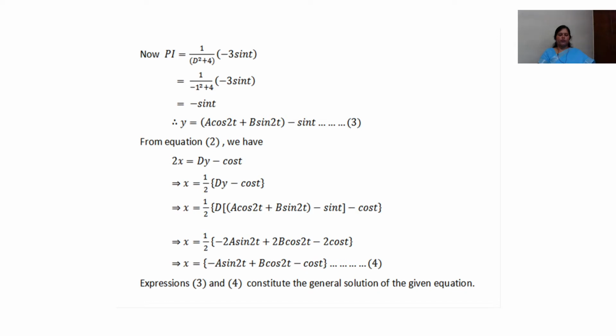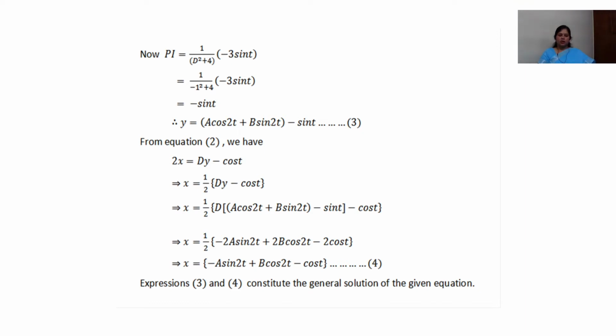Substituting the value of y on the right side, we get x is equal to 1 by 2 into D of a cos 2t plus b sin 2t minus sin t minus cos t. Since D of the value function is there, we have to differentiate with respect to t once. The first term is a cos 2t, where a is a constant. If you differentiate cos 2t, we get minus 2 sin 2t. So D of a cos 2t becomes minus 2a sin 2t.